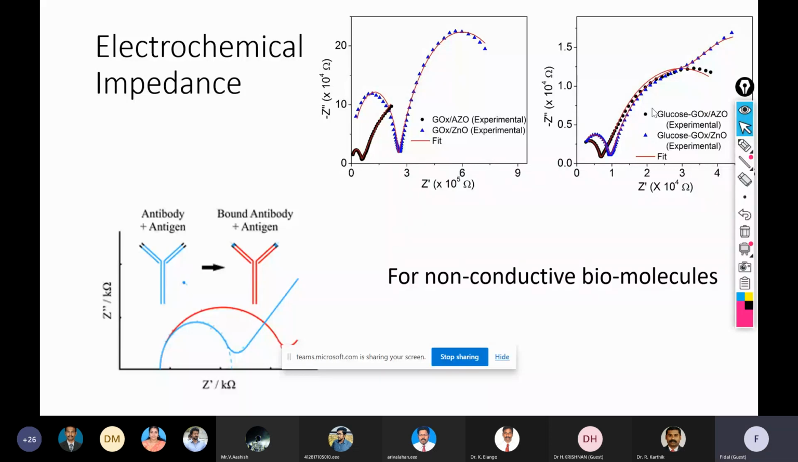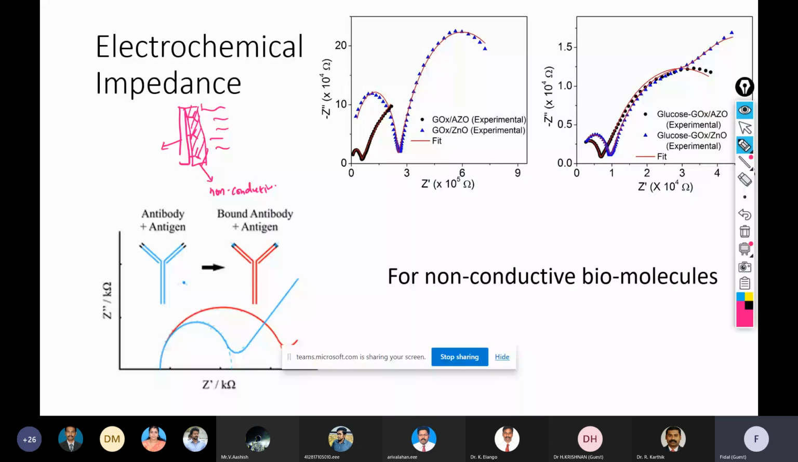So what we do is something called electrochemical impedance spectroscopy. We again immobilize the biorecognition molecule on the surface. By nature, this biorecognition molecule is, as I said, non-conductive. Because of this, it offers resistance in the layer where it is immobilized. This resistance can be measured using electrochemical impedance, which gives two parts: the actual resistance and the imaginary part of the impedance.